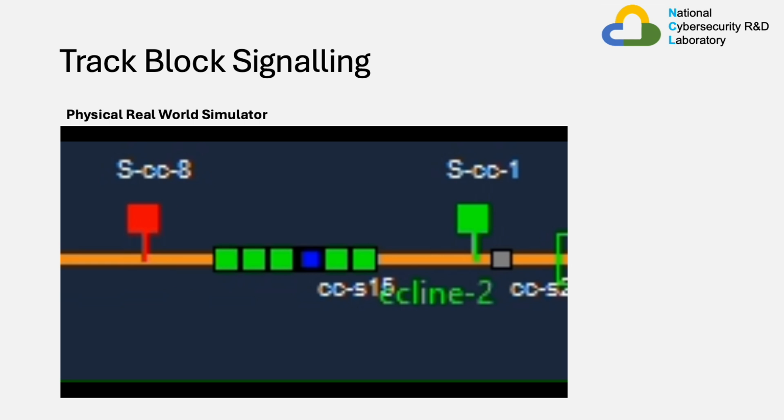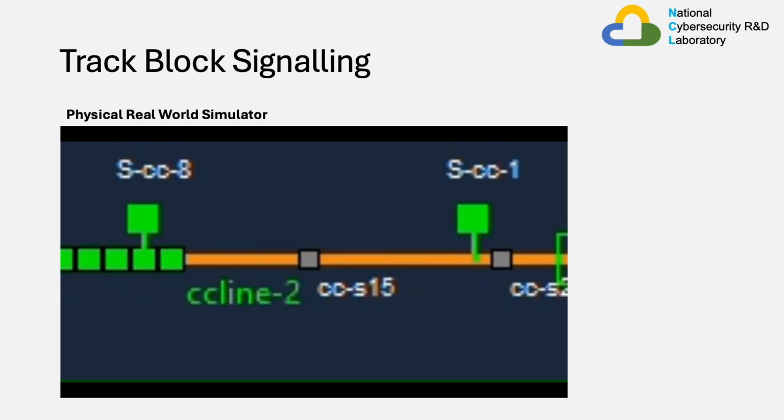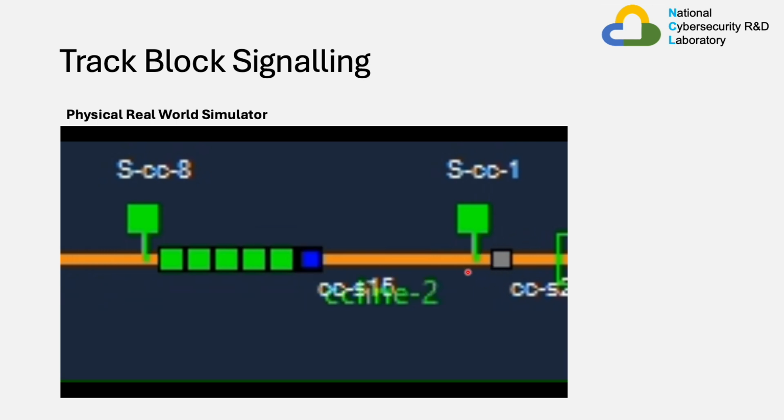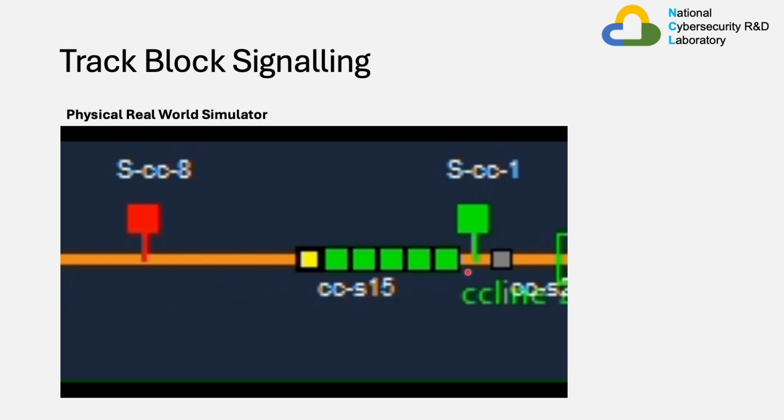Now, as the train passes over the next sensor 2, the signal 8 turns back to green. It's passing over sensor 2 now, and signal 8 will turn back to green. Now this indicates that the train, CC Line 2, has passed through that fixed block and into the next block.